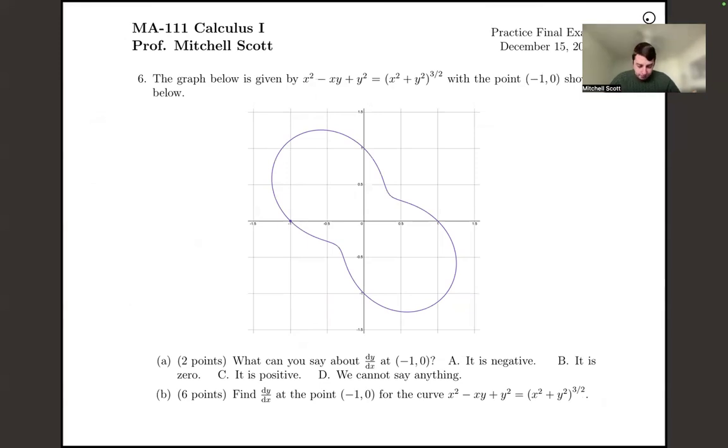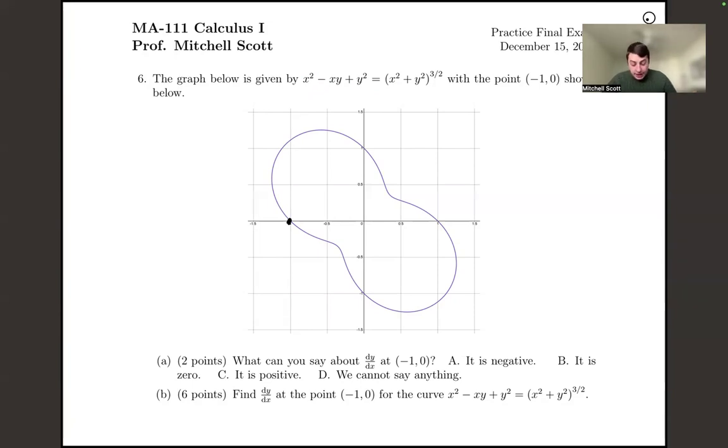Where the graph below is x squared minus x times y plus y squared equals the quantity x squared plus y squared, all of that to the 3/2 power. And specifically, we're looking at the point -1, 0, which was shown below. Okay. So here, I can't plug this into my calculator, right? It's an implicit function. So even if I did have a calculator, it'd be really, really hard to figure it out. So this would be another prime example of a linear approximation that we could do, right?